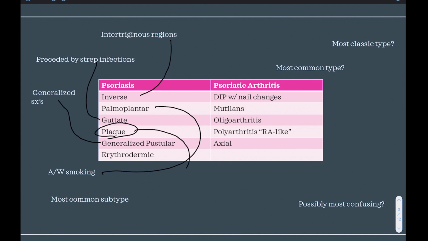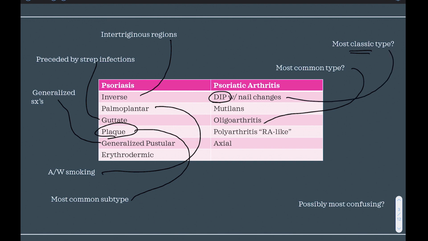Now, let's discuss psoriatic arthritis. What is the most common type of psoriatic arthritis? That would be the oligoarthritis type. Then what would be the most classic type? Although oligoarthritis is the most common type, the most classic type described when learning about psoriatic arthritis is involvement of the distal interphalangeal, or DIP joints with nail changes.